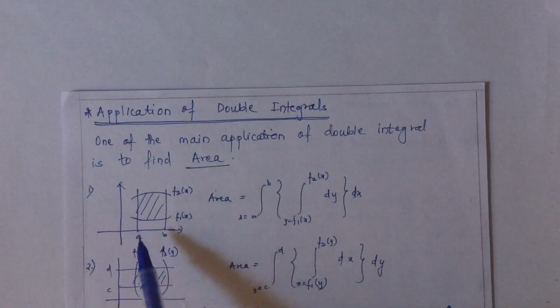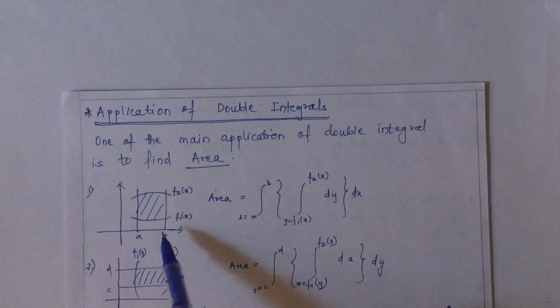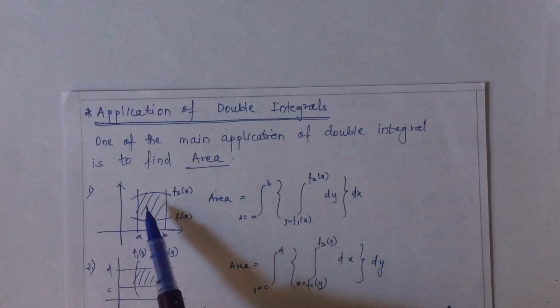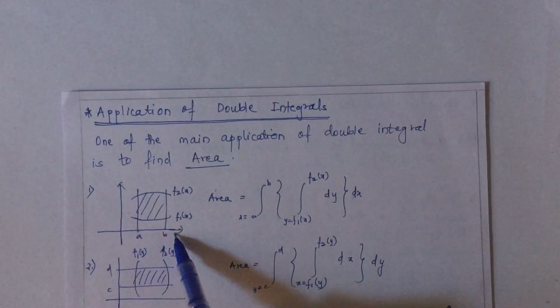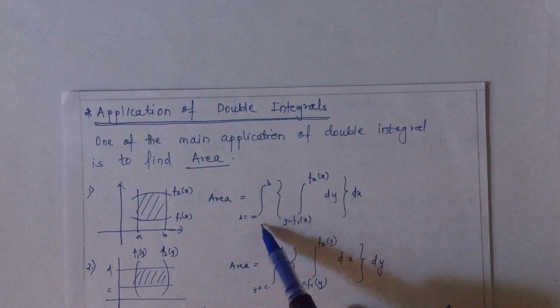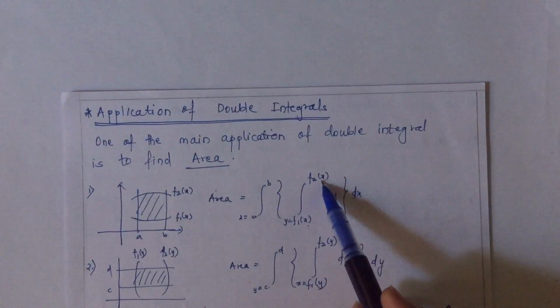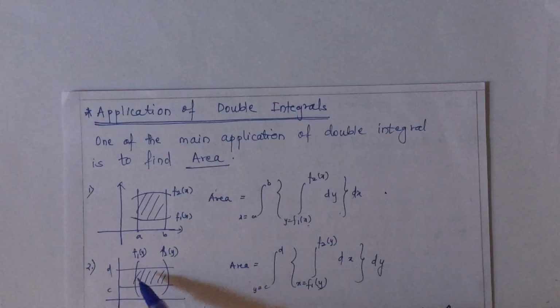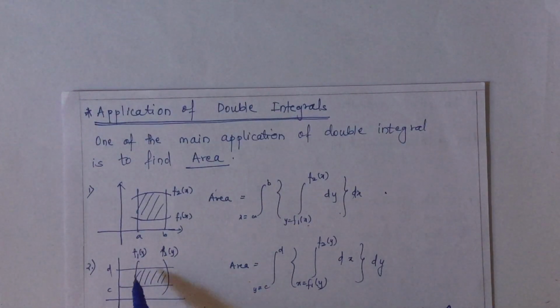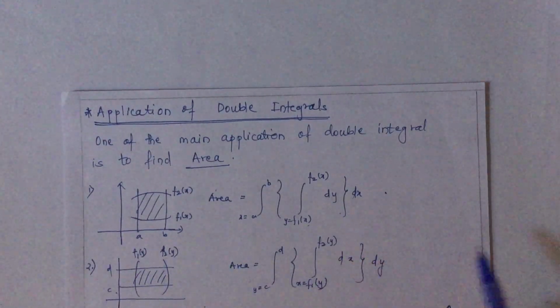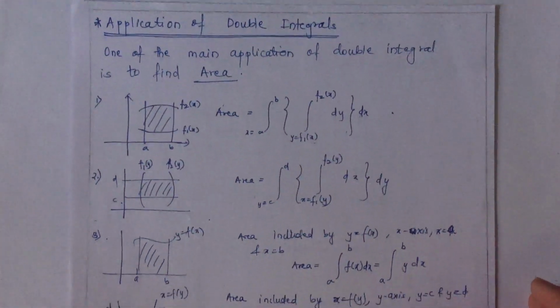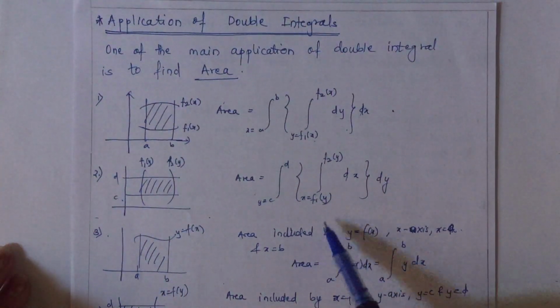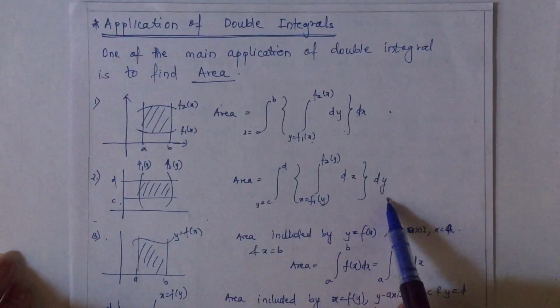Suppose you are given a region bounded by two curves f1(x) and f2(x), and the ordinates x equal to a, x equal to b. Then the area is given as integral a to b, integral f1(x) to f2(x), dy dx. If you are given curves as f1(y) and f2(y) bounded between the lines c and d, then the area is given as integral c to d, integral f1(y) to f2(y), dx dy.